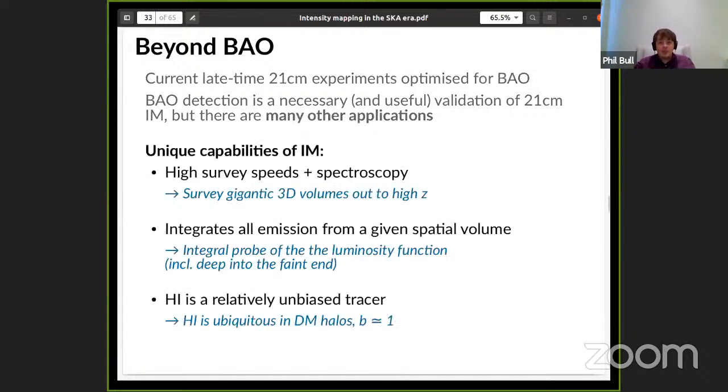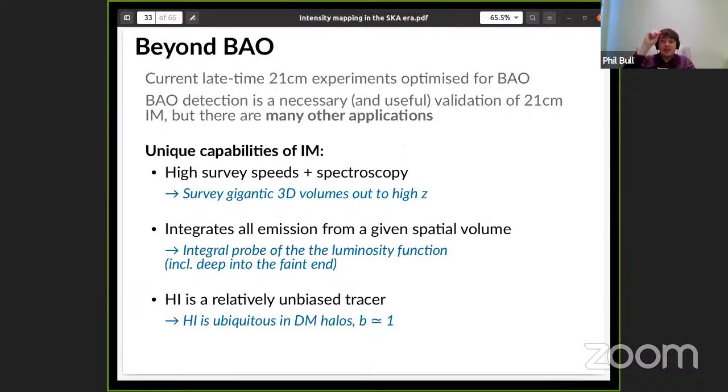So if we look at the unique capabilities of intensity mapping compared to things like a galaxy survey, I've already mentioned you have these high survey speeds. You can very rapidly survey a massive, just a gigantic 3-dimensional volume of the universe out to quite high redshift with spectroscopic redshift information. These things also integrate all of the emission from a given spatial volume.